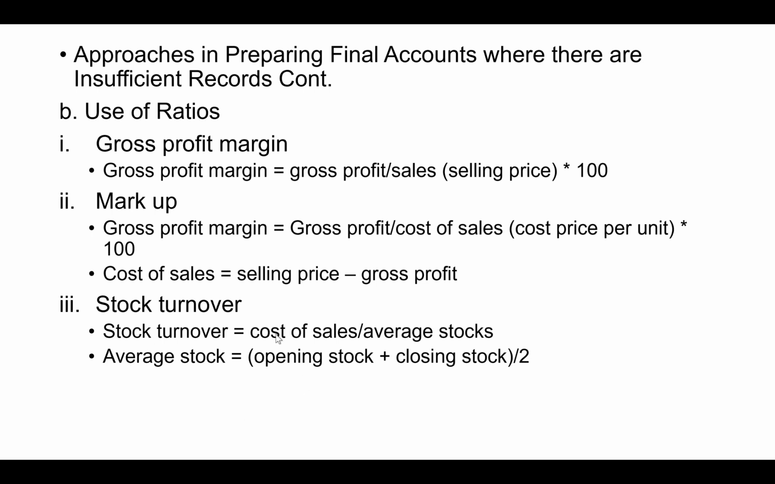Then we also have the stock turnover, which measures the rate at which a firm uses its stock to make sales or turnover. For the stock turnover, we have the cost of sales divided by the average stock. For the average stock, we get it by adding opening stock plus closing stock divided by 2. So you get the average stock.